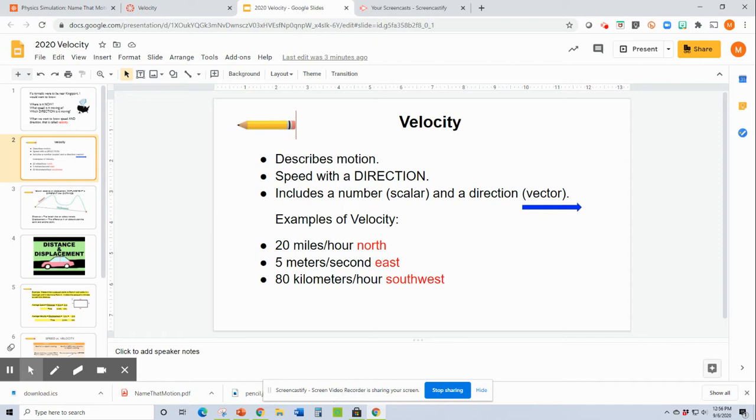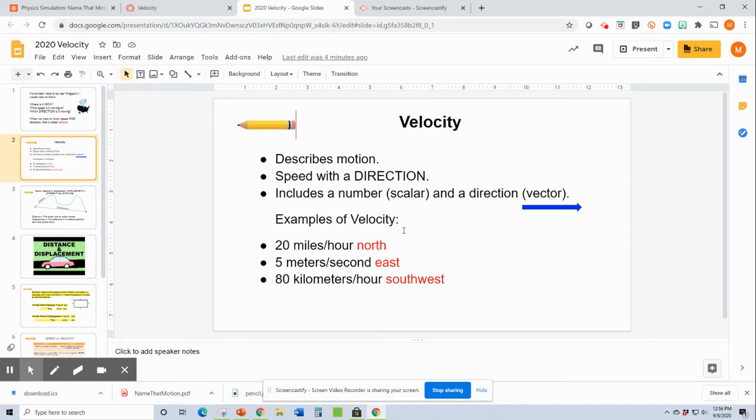But because velocity also has a direction, I need a way to represent that as well. And the way that we represent direction in physics is by using something called a vector. And it is just an arrow. I've drawn an example of one right here. The length of the arrow will indicate some different things for us as we use vectors in forces later. So because velocity has a direction component, we also call it a vector quantity, because we're going to use arrows with it to indicate direction.